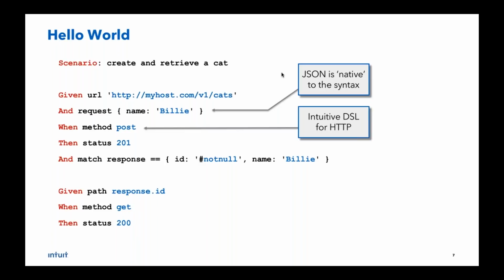You can see that this is a very intuitive DSL, and pay attention to the second word on each line. You can see URL, request, method, status, and path. And you can straight away see that it makes sense to anyone who's worked with web services, especially REST web services. And that's one of the elegant things about karate, in my opinion.